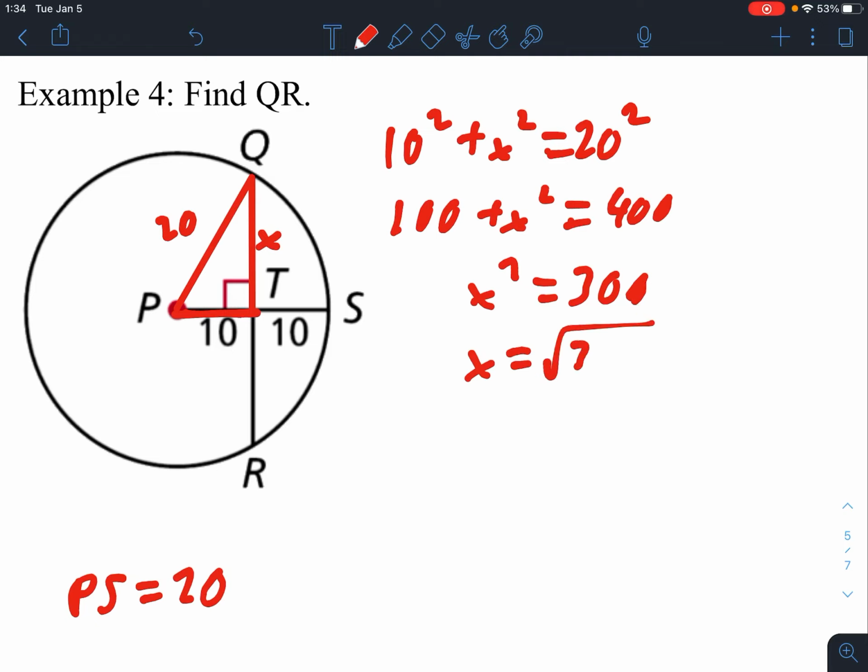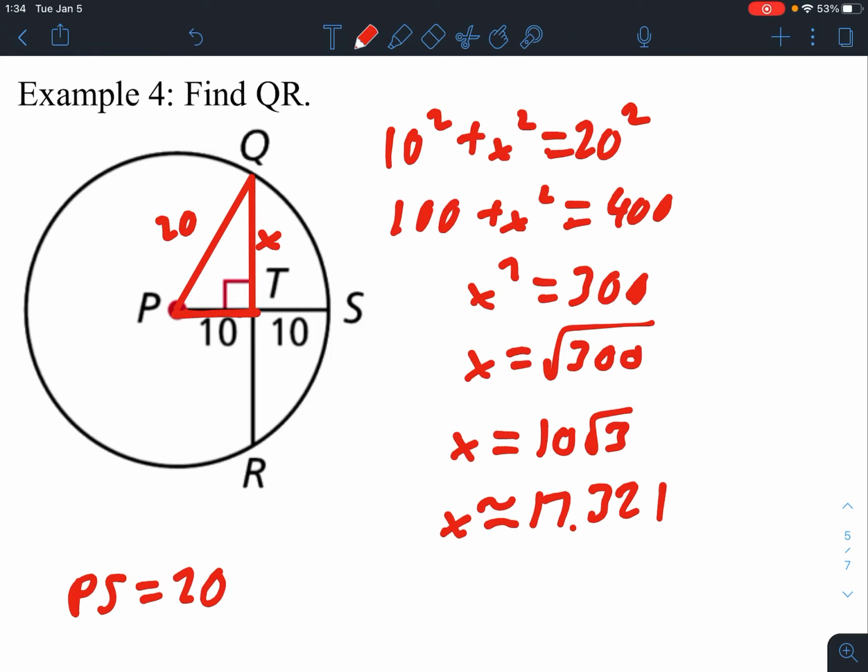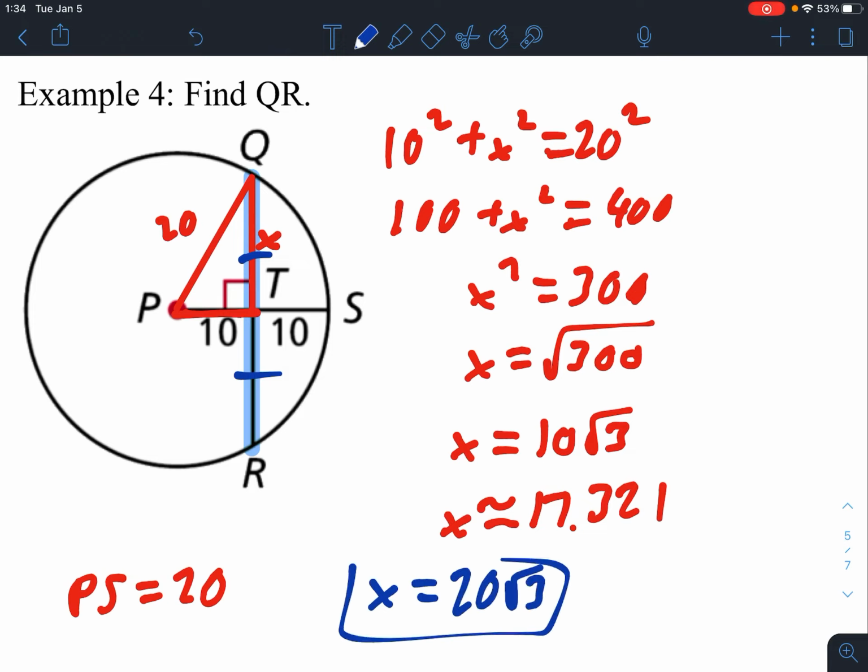x is equal to the square root of 300. If you want to keep your answer exact, we can do x equals 10 root 3. Or if you want to just put it in a calculator, you can do that as well. Maybe x is approximately 17.321. Okay, but remember, we're not trying to find x, we're trying to find QR. But I know all we have to do is double what we got for x. So we can say QR is equal to 2 times 10 root 3, which is 20 root 3. Or if you just want to double the rounded answer, 34.641.